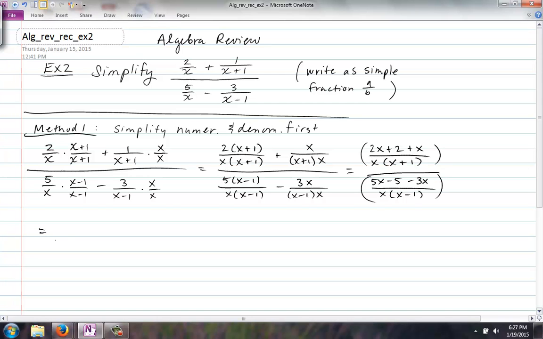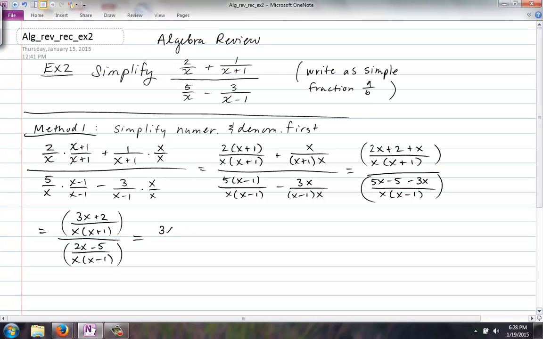Next step, just finishing up simplifying the tops of those two fractions. Notice we can combine 2x plus x as 3x plus 2. We've got our common denominator. Another thing: do not multiply out the denominators. Leave them in factored form. On top of this bottom fraction, we have 5x minus 3x, which is 2x, and we've got the minus 5, leaving x minus 1 factored. You'll see why in a minute.